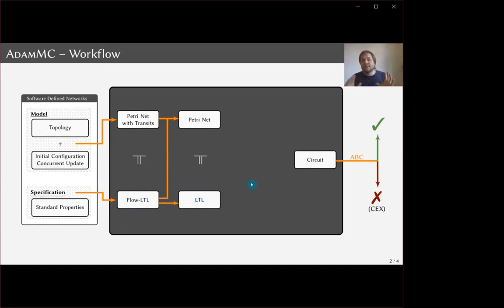The second part of the reduction is the easier part. So there we create a circuit out of the Petri net, and we have a minor adaptation to the LTL formula. And then we take these two components here and give them to MCHyper to create the final circuit.